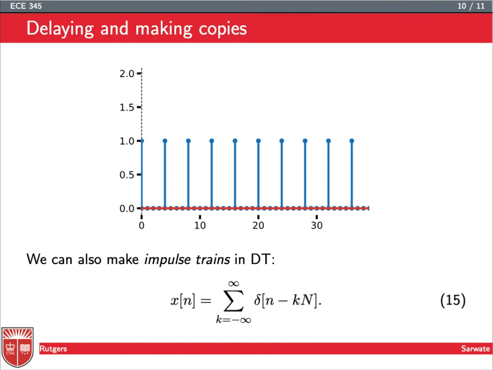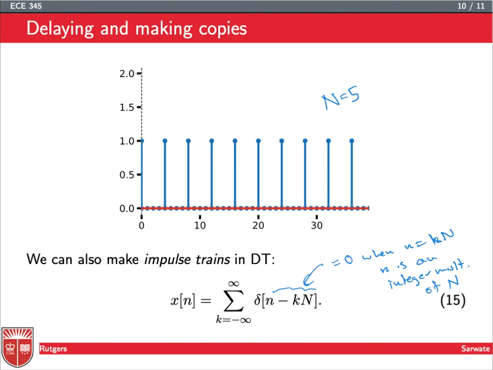So the last thing you can do with delta functions in discrete time is make what's called an impulse train. For example, if I take this summation of delta of n minus k times capital N, then this internal part is equal to 0 when n is equal to k times N, so when n is an integer multiple of capital N. For example, if capital N was equal to 5, we would get this picture here, basically getting 1s every 5 samples.